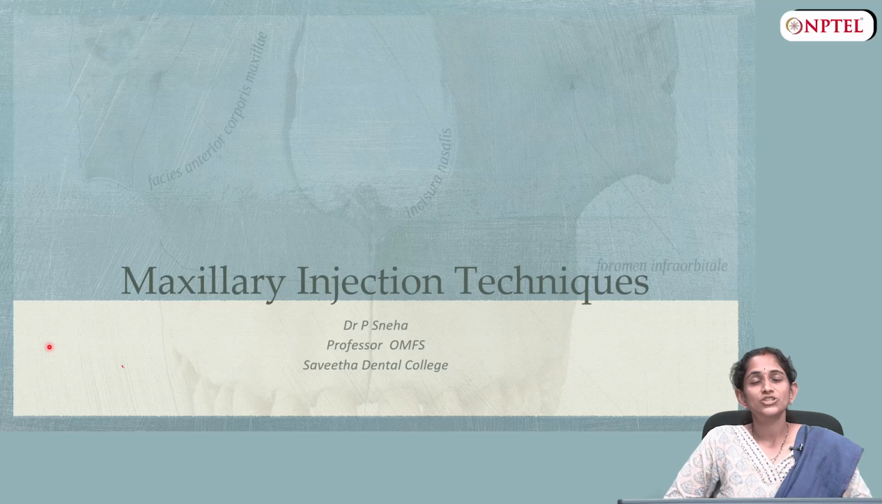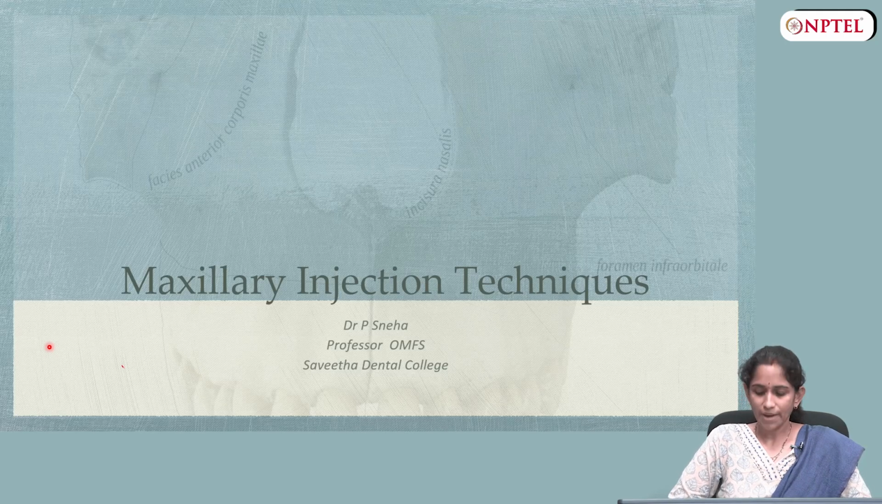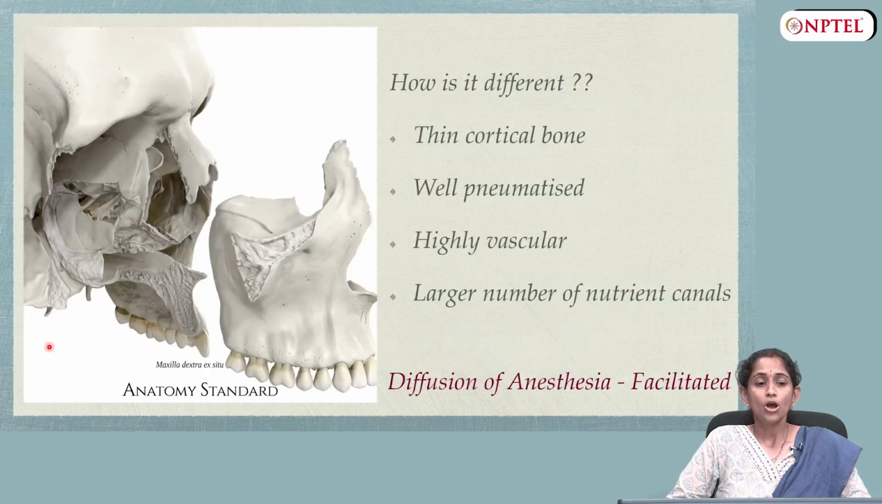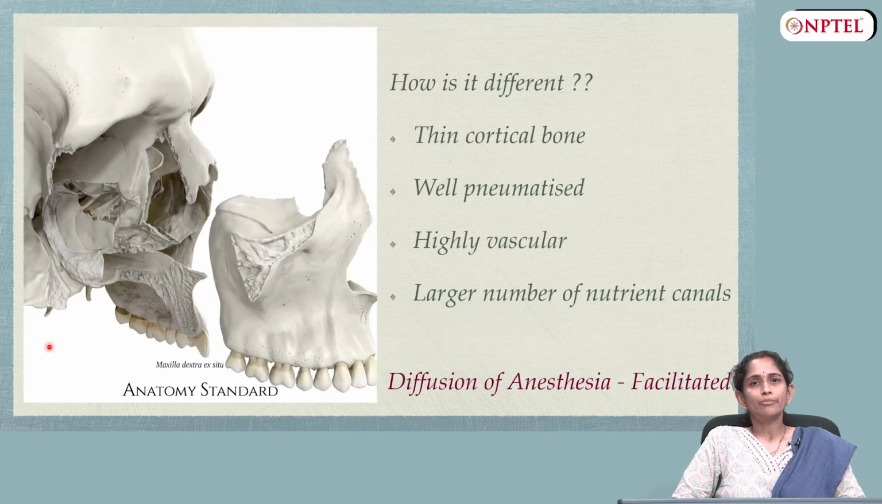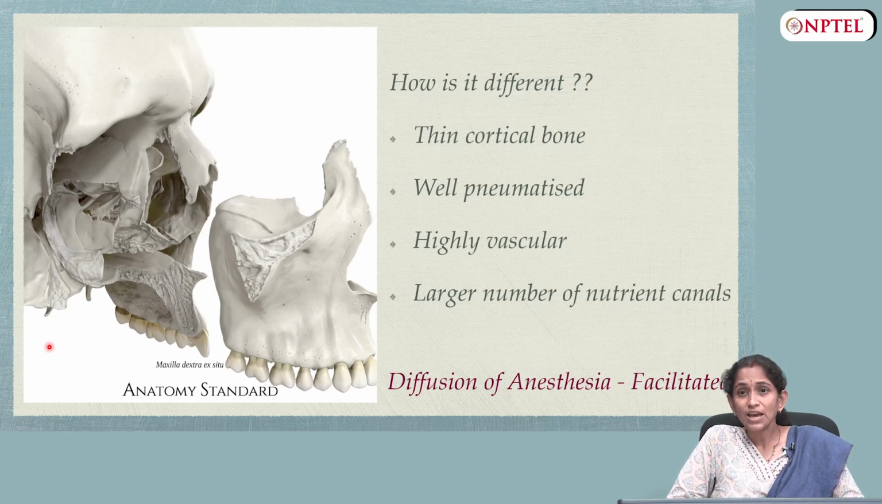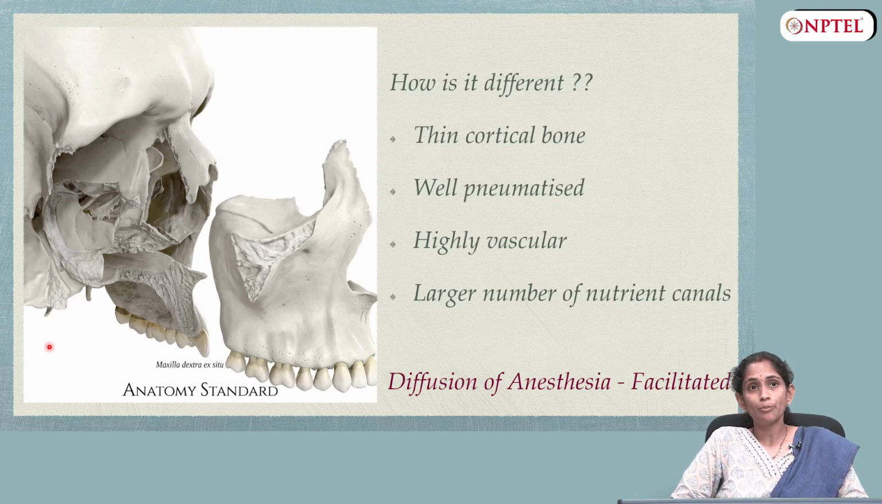Good day everyone. Today we're going to discuss maxillary injection techniques for maxillary anesthesia. Now, what is special about this maxilla? Maxilla is quite different from mandible in its anatomical and histological structure. It has a very thin cortical bone which is well pneumatized with multiple nutrient canals and is highly vascular. These are the factors that are very important when we consider maxillary anesthesia.